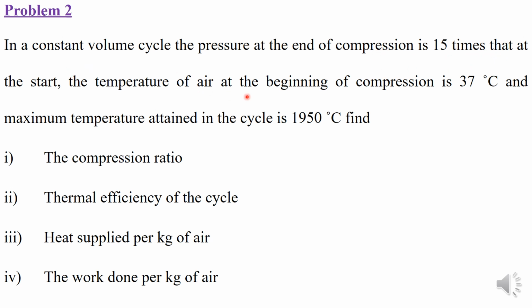The temperature of the air at the beginning of the compression, that means T1, is given as 37 degrees centigrade, converted into Kelvin. The maximum temperature will be at point 3, as I just told. So T3 is given as 1950 degrees centigrade, converted into Kelvin. Find the compression ratio, thermal efficiency of the cycle, heat supplied per kg of air, where m is given as 1 kg, and work done per kg of air.